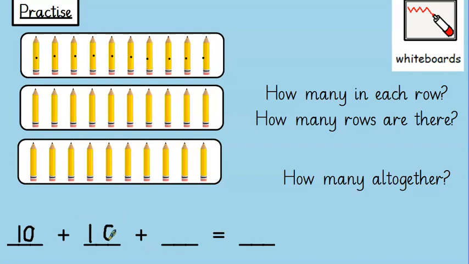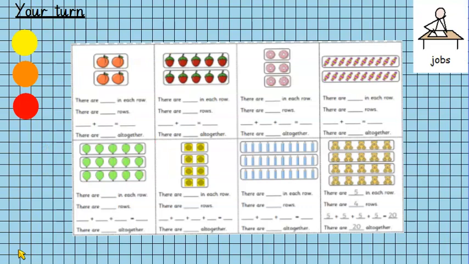How many rows are there? I can see that there are 3 rows. So I need 10 3 times. 10, 20, 30. Amazing. So now it's your turn.